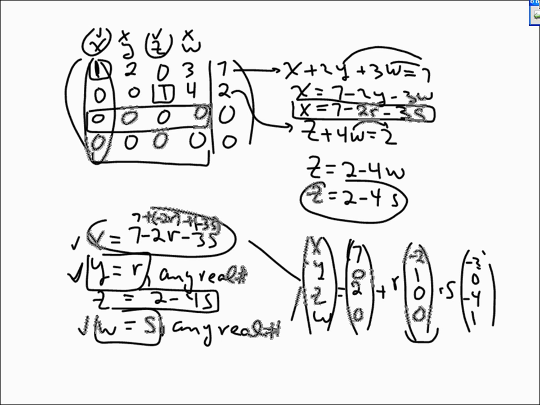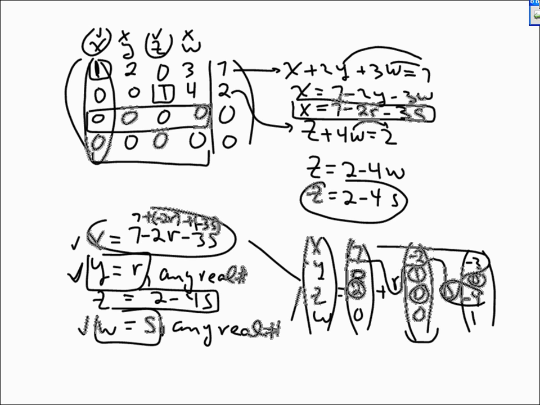X is equal to 7 minus 2R minus 3S's. Y is 0 plus 1R plus no S's. That is, Y is just R. Z is 2 plus no R's, minus 4 S's. Z is 2 minus 4 S's. W is 0 plus 0R plus 1S. That is, W is S.